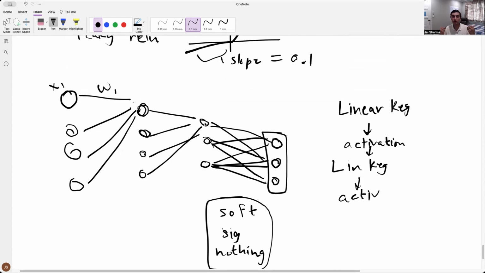If you do linear regression and then linear regression and linear regression, that can actually be collapsed down into one linear regression. But if you do a linear regression and then an activation, these activations serve as a wall between the linear regressions that don't allow them to all be collapsed into a simpler function. That's what adds the complexity to your neural network.